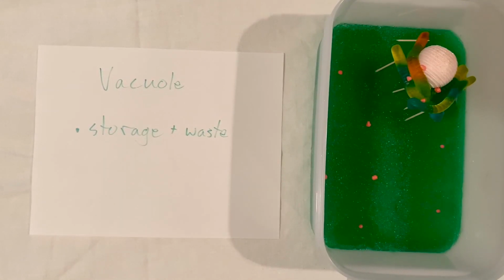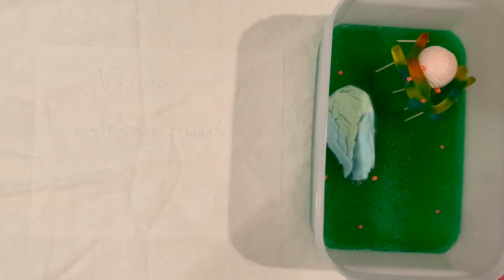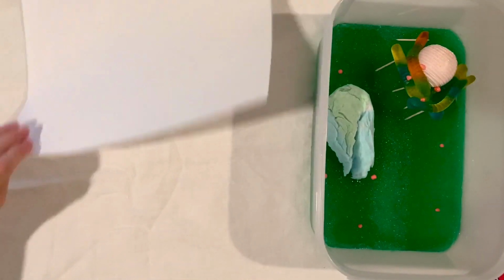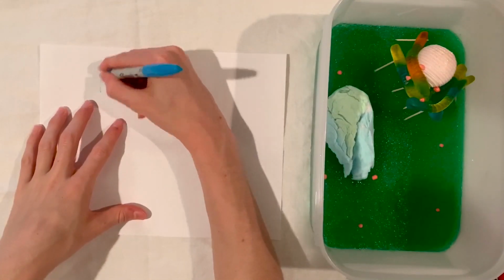To represent this structure, we will be using cotton candy. So that is the vacuole. So next up, we will be discussing the mitochondria, which has a very important role.